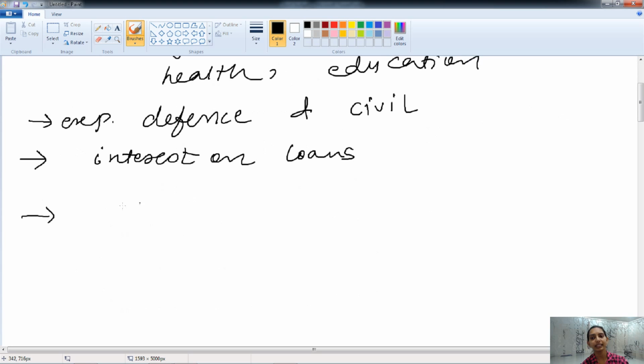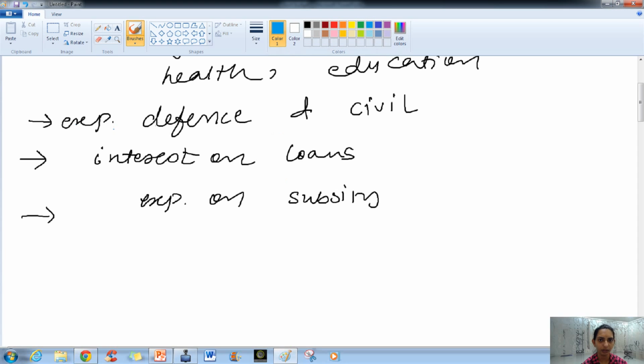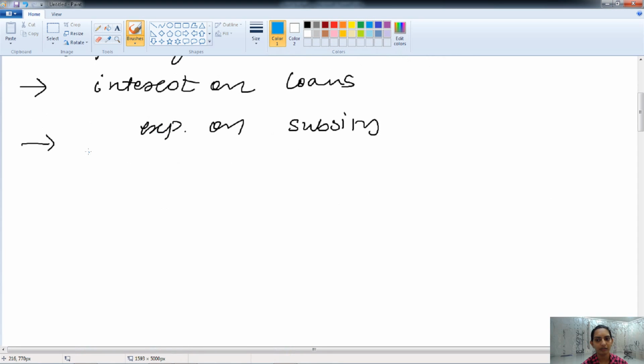Okay. Then the government also makes provisions for the subsidy, and the expenditure on subsidy is also known as the revenue expenditure. Okay. So this is about the revenue expenditure, which is one of the types of the revenue budget.